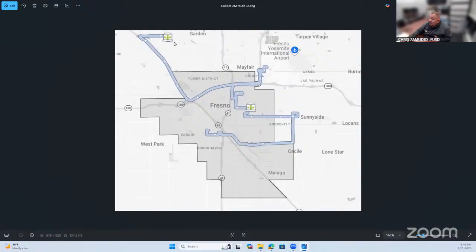Now, this is an AM route, so we will pick up at bus stops all along the boundary of students within that boundary, and we would transport them to our magnet school. A part of our magnet schools is we're going to prioritize students that are being serviced within this boundary, even though the magnet school might be located outside of the boundary, but we will be picking up students that live within that boundary.